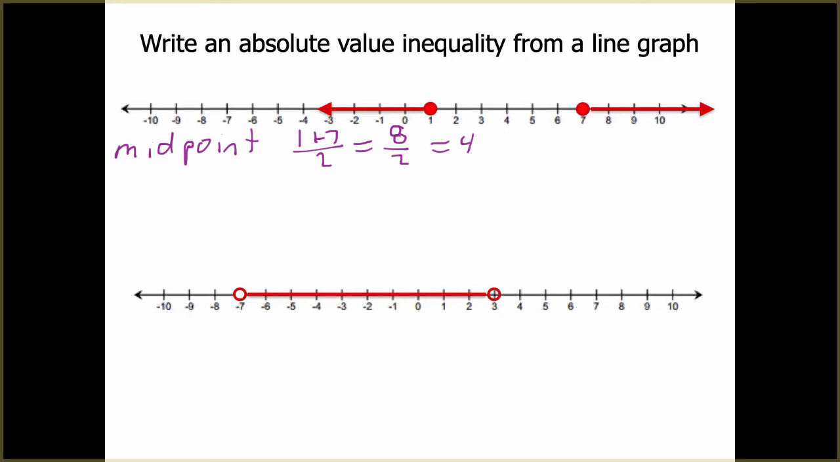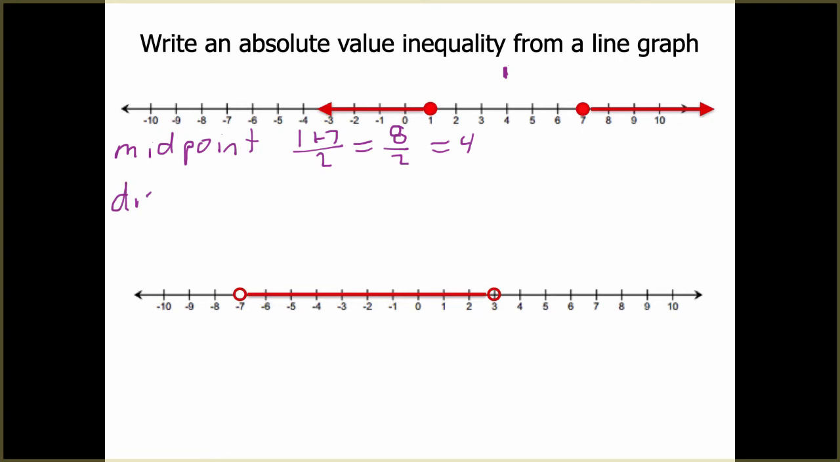The other thing we need to find is the distance. So we know our midpoint's right here, and we need to find our distance from the midpoint to our endpoints. Now this one you can actually see: if you go from 4 to 7, it's 3. From 4 to 1, there's 3 units in between them. Another way to do this, if you don't have something you can look at really easily, is you can find the distance from the midpoint by doing a really quick mathematical formula.